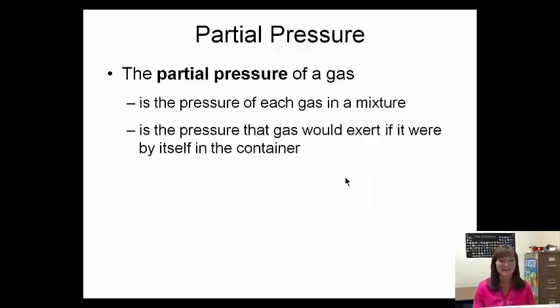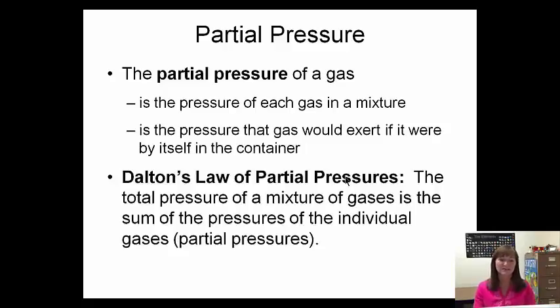So that's what that second bullet's saying. The partial pressure of a particular gas in a mixture is the pressure that that gas would exert even if it wasn't in a mixture. So Dalton's law of partial pressure states that the total pressure of a mixture of gases is the sum of the individual pressures. The individual pressures we call the partial pressures. And here is the equation I talked about.